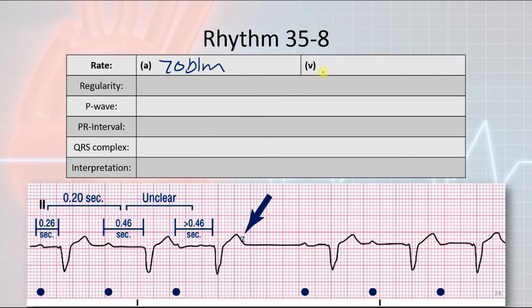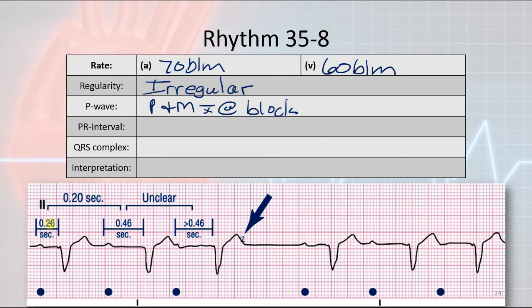Ventricular rate looks to be about 60. Regularity is going to be irregular. P waves are present and they are married except at the block.